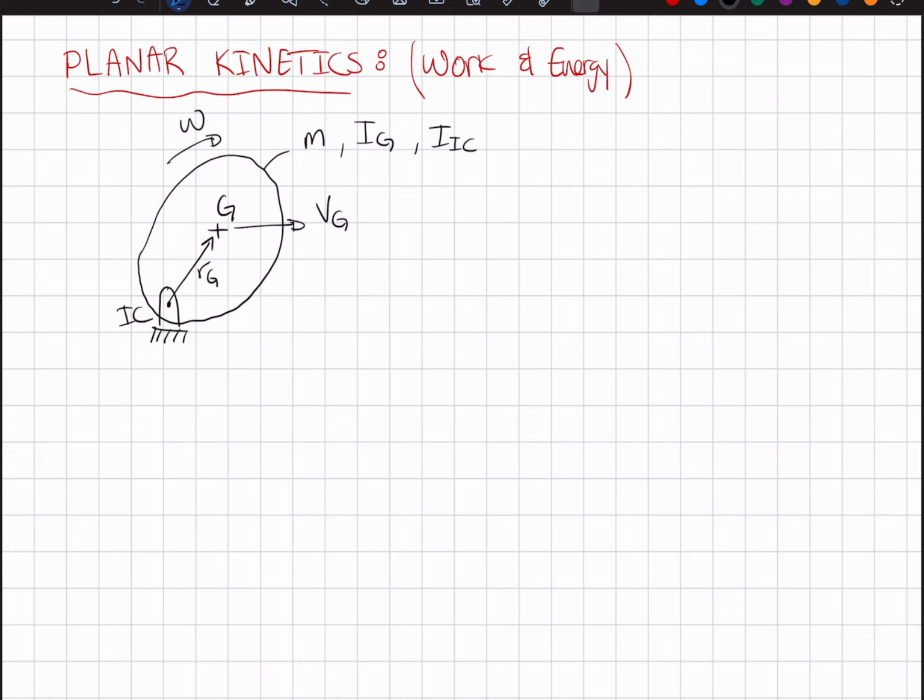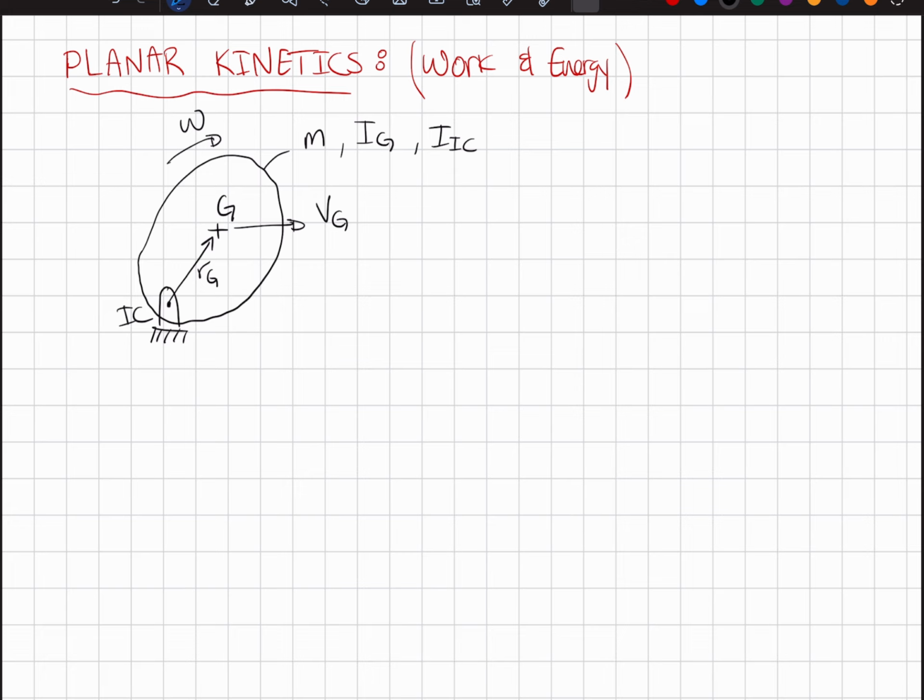All right, today we're talking about the work and energy method. We are focused on planar kinetics, so we're taking whatever we taught during lecture 3, I think it was, and elaborating it for a wider array of problems. So we're considering things like rotation now for planar bodies.